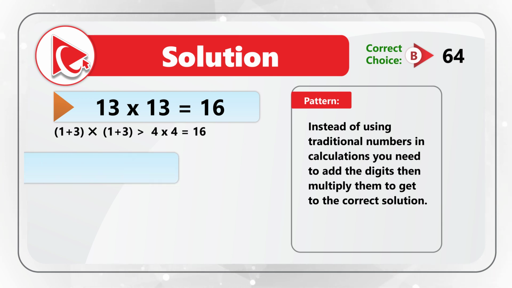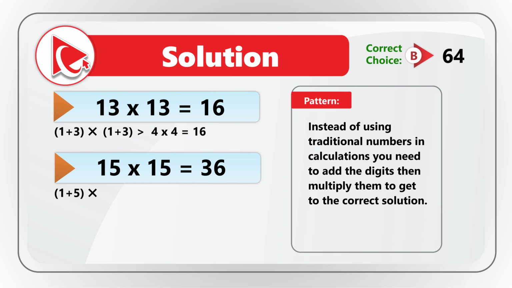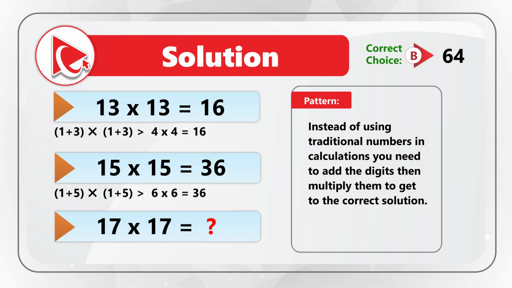For the second expression, you need to add in parentheses 1 plus 5, multiplied by another expression in parentheses 1 plus 5, which would be 6 multiplied by 6, which equals 36. To calculate the final expression, you need to add 1 plus 7, which would be equal to 8, multiplied by another expression 1 plus 7, which would be equal to 8, multiplied by 8, and it would be equal to choice B, 64.